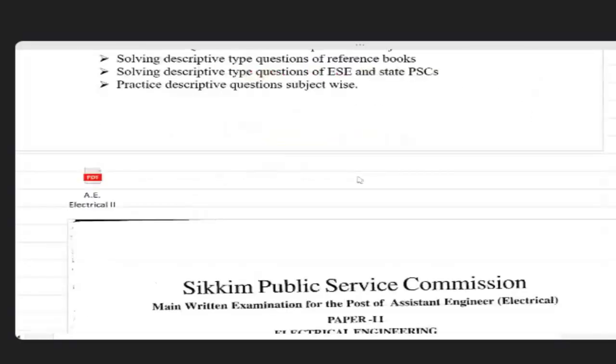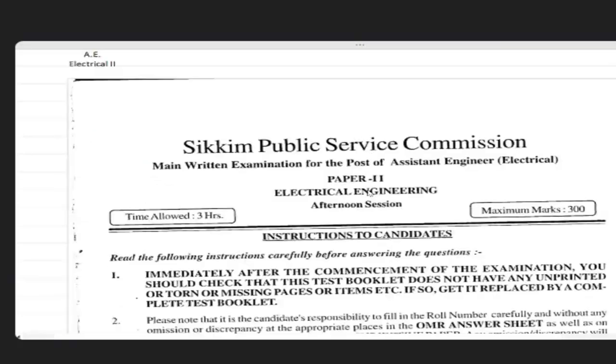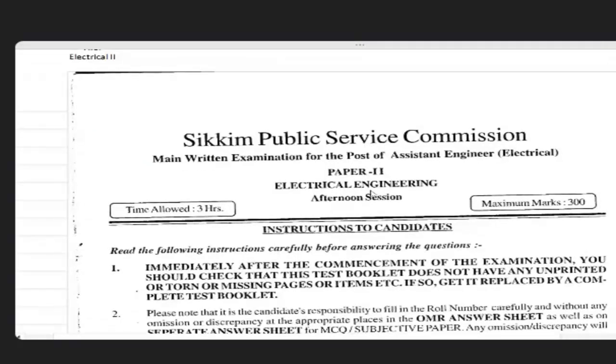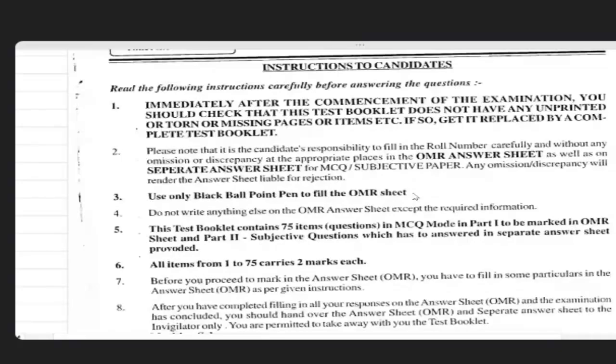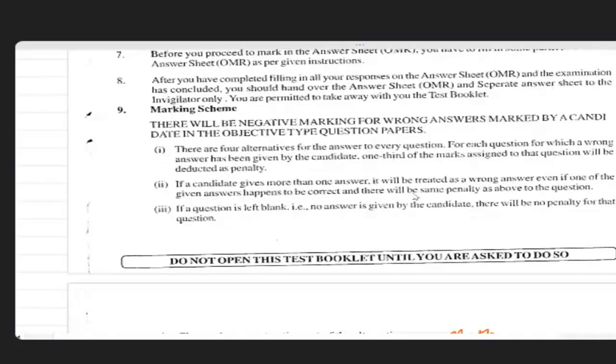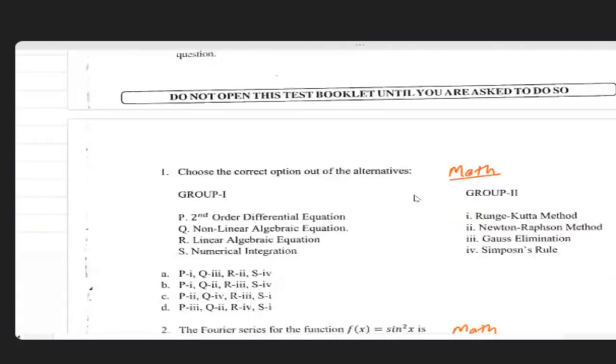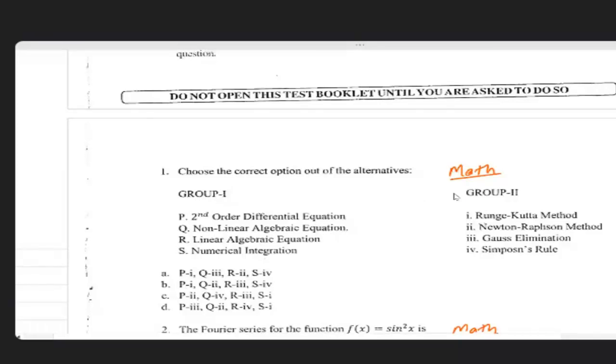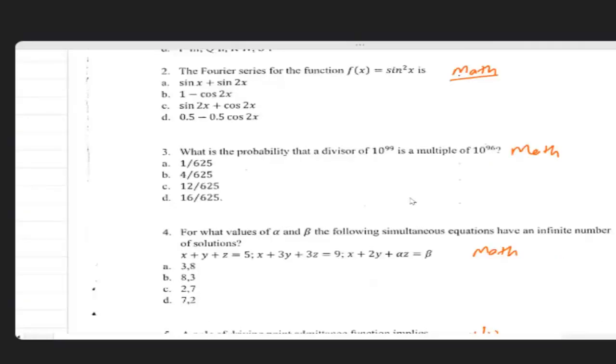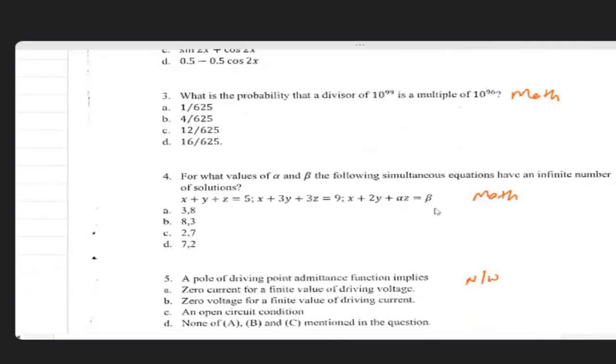And now this is your sample question paper of last year. This is Sikkim Public Service Commission, Electrical Engineering. So these are the important instructions. I think you all might have gone through this paper. What I have observed, I have written subject wise: question number 1 is from maths, 2 is from maths, 3 is from maths, and 4 is from maths. So you just see the pattern, how the questions come from different subjects.